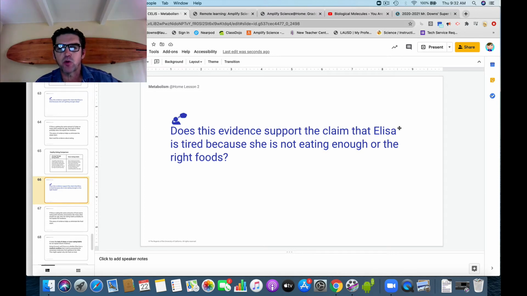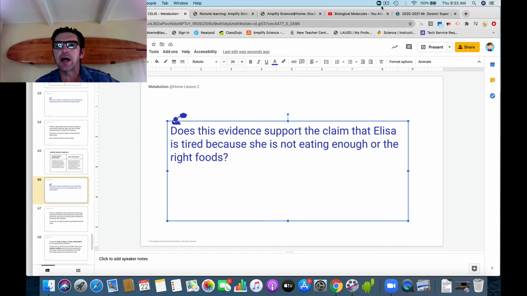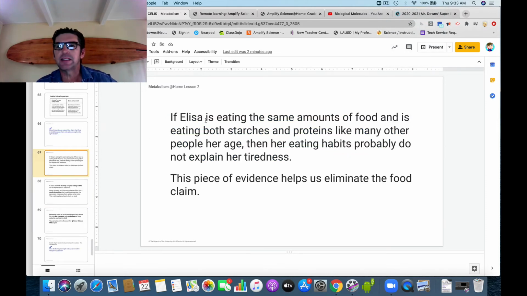Does this evidence support the claim that Elisa is tired because she's not eating enough or the right foods? Answer now. I'll give you a little time, then we'll read a couple. If Elisa is eating the same amounts of food and is eating both starches and proteins like many other people her age, then her eating habits probably do not explain her tiredness. This piece of evidence helps us eliminate the food claim.